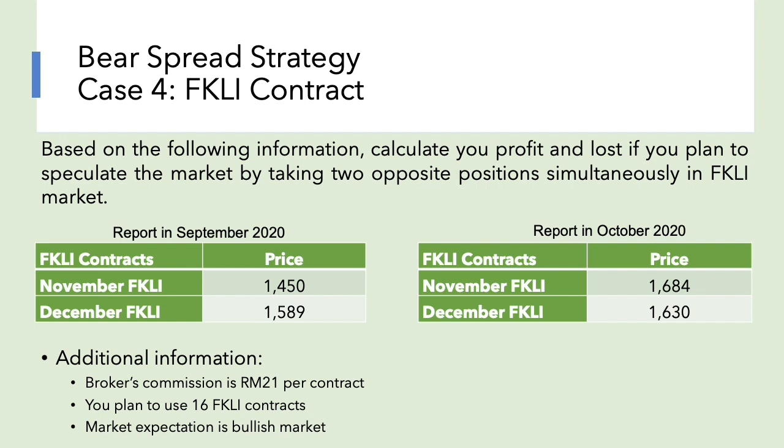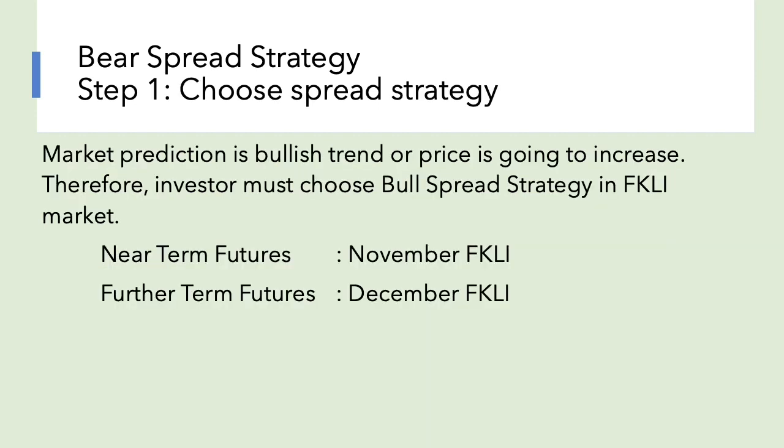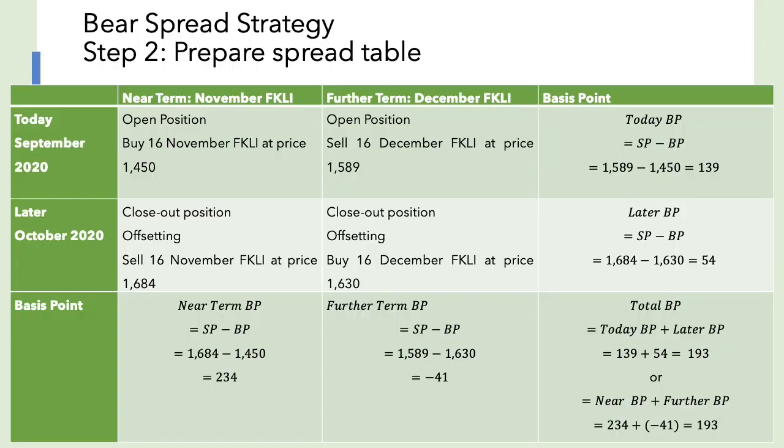So when the question states you want to speculate the market by taking two opposite positions simultaneously in the FKLI market, that means you're going to use a spread strategy. Next, you must look at your market expectation. In this example, the market expectation given is a bullish market. And then we have two types of futures contract here. The first one is November FKLI, the second one is December FKLI. November FKLI is the near-term futures contract. December FKLI is the further-term futures contract.